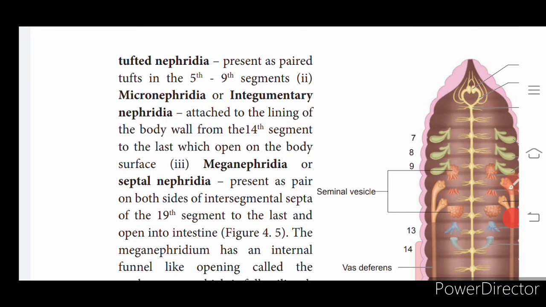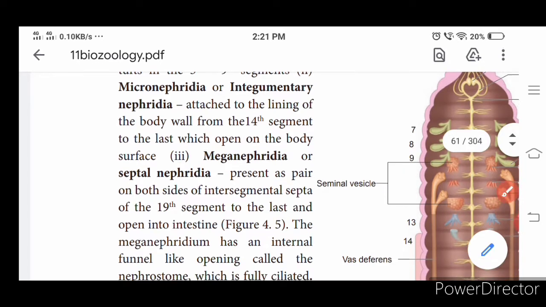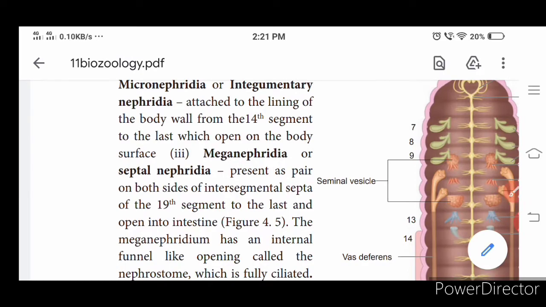You can see tuft of nephridia. What is meant by tuft? It is a group or bunch, present as paired tufts from the 5th to 9th segment. Then the micronephridia or integumentary nephridia are attached to the lining of the body wall from the 14th segment. Then meganephridia, also called septal nephridia, are present in the septa from the 9th segment to the last segment.